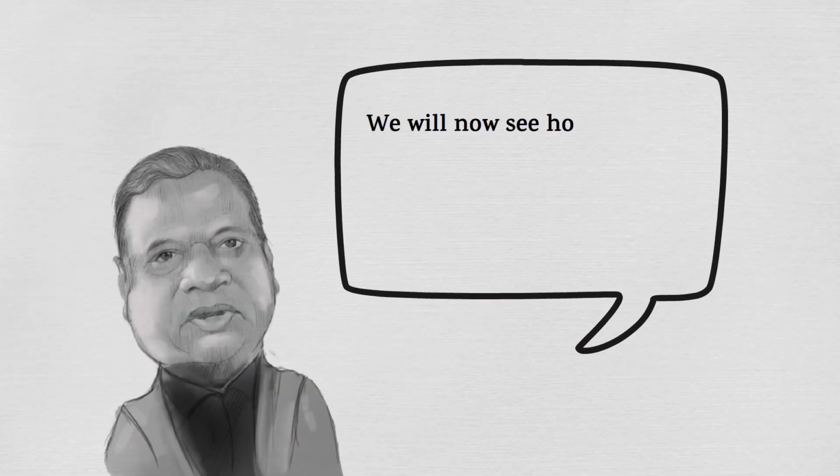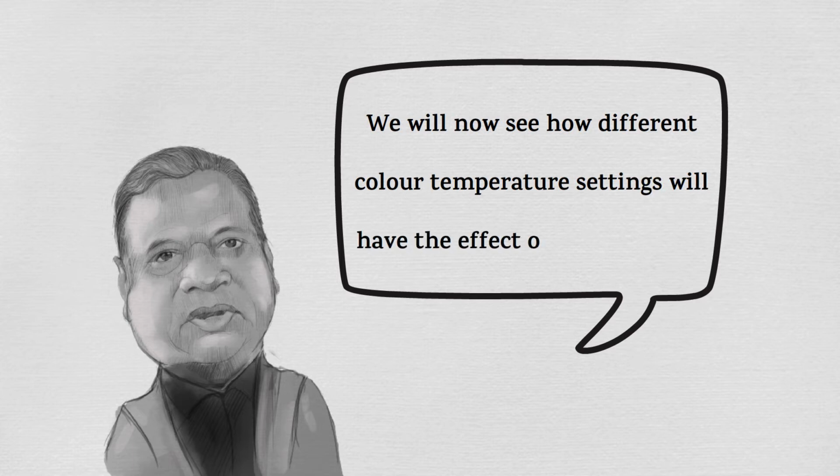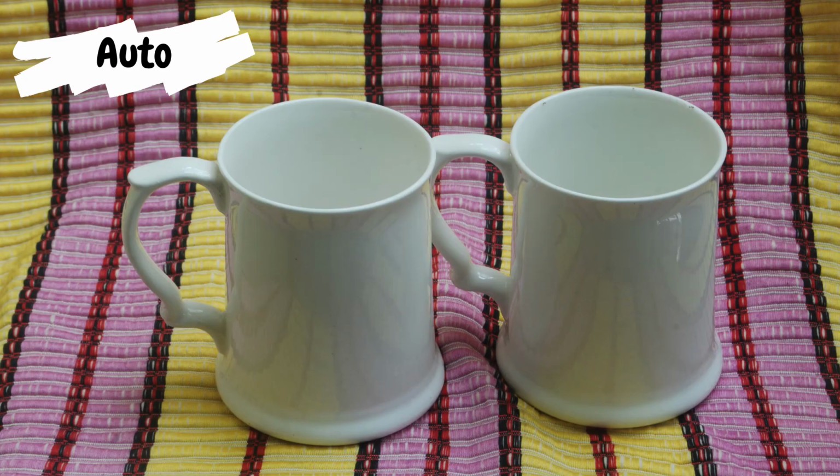For more critical color rendition, if you go to color temperature, definitely you will get a much better result than when you set it at either bright sunlight or cloudy or tungsten or whatever. If you can set it at the right color temperature, then your color will definitely be much better. We will now see how different color temperature settings will have an effect on photographs.